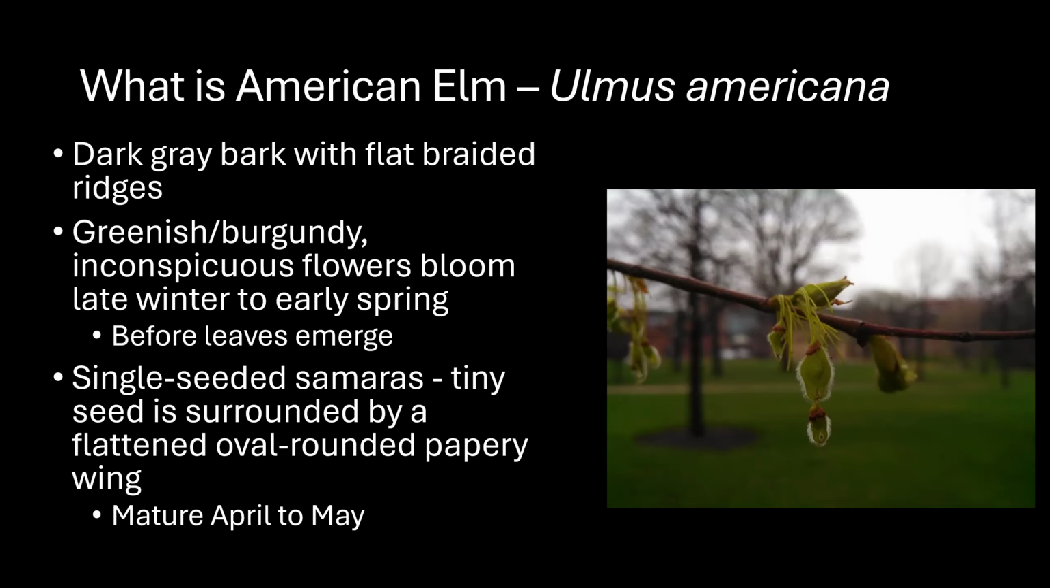And in their place, after they have been fertilized, you can see with the picture here, you get the development of the single-seeded samaras, which are the tiny seeds that are flattened, kind of like a pancake, and have this papery wing to them. Those usually start to appear later into spring.